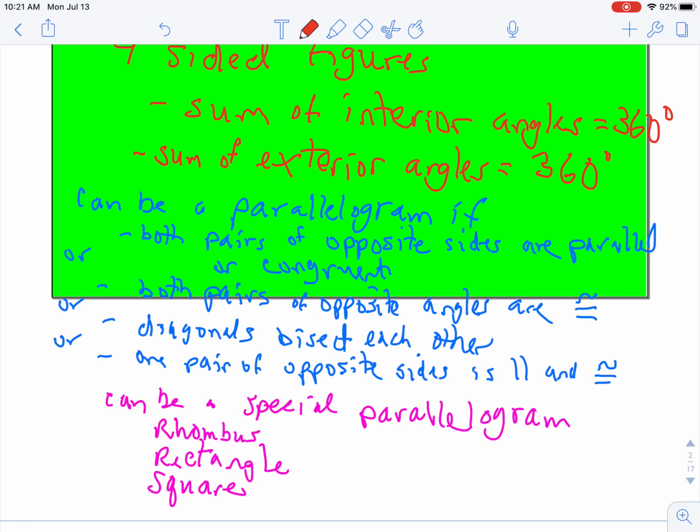It could also be a special parallelogram, a rhombus, a rectangle, or a square. And again, rhombus would have four congruent sides, rectangle would have four congruent angles, which makes them right angles, and a square is both.